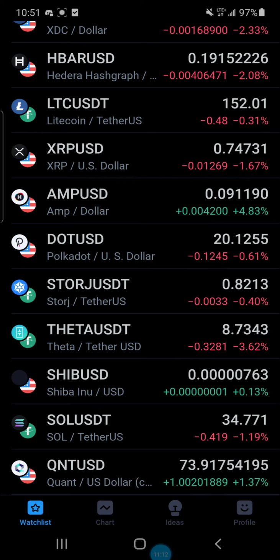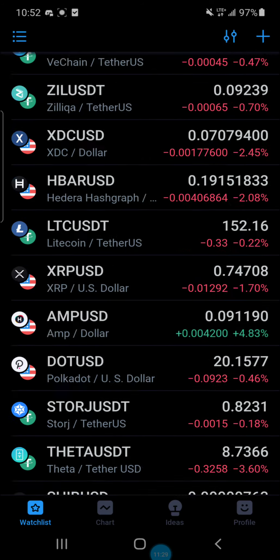Theta is down 3.62% to $8.73. Shiba Inu's up 0.13% to 0.0000763. Solana's down 1.21% to $34.77. And Quant's up 1.43% to $73.94.